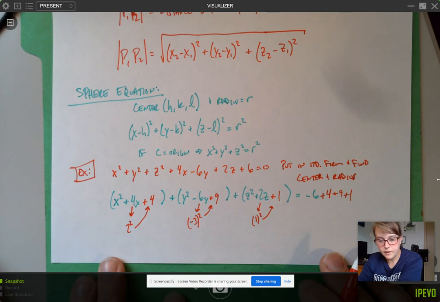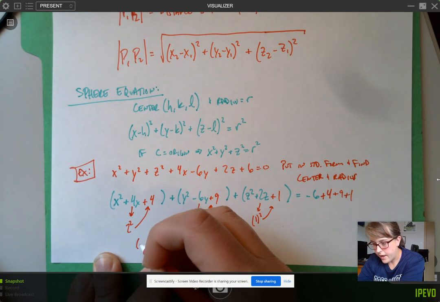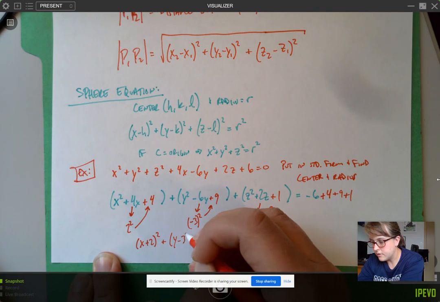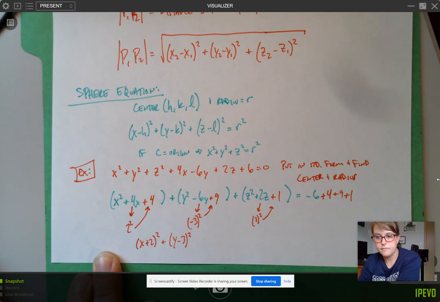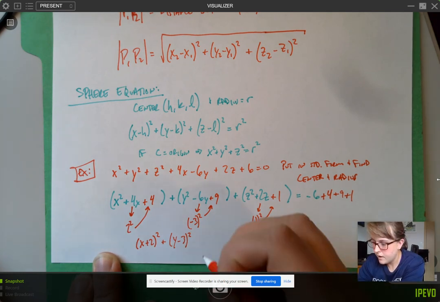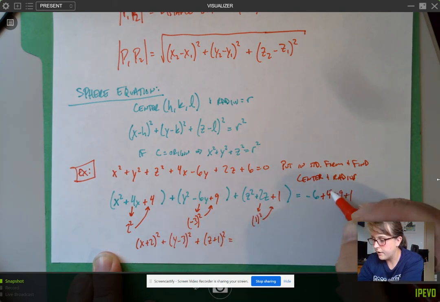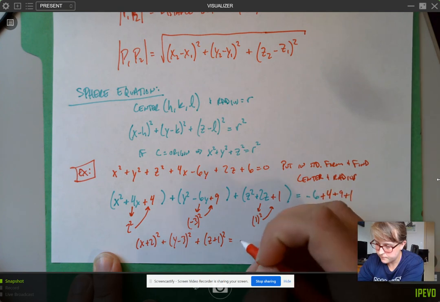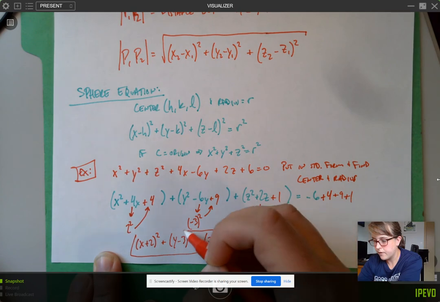Okay, and then we can factor these. So basically this one becomes x plus 2 squared. This one becomes y minus 3 squared. Whatever this number is here, that's what's going inside there. And then we have z plus 1 squared, and then we add all of these things together, and negative 6 plus 4 plus 9 plus 1 is 8. So now we have it in standard form. That's part of our answer.